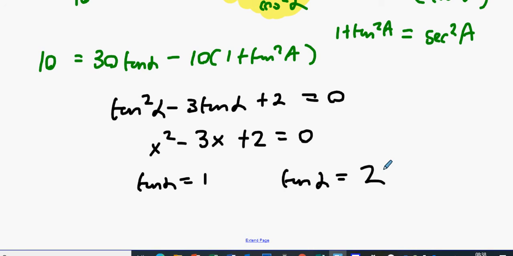So that's 15 marks to get there. Who got that far for tan A equals 1 and tan A equals 2? Okay, so there's a couple of you. Okay.